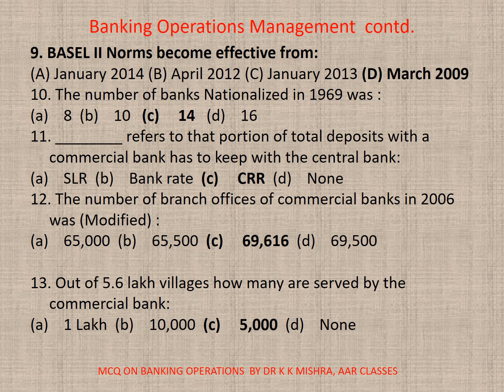10. The number of banks nationalized in 1969 was A. 8, B. 10, C. 14, D. 16. Correct option is C. 14.